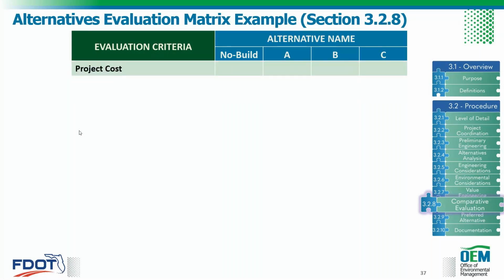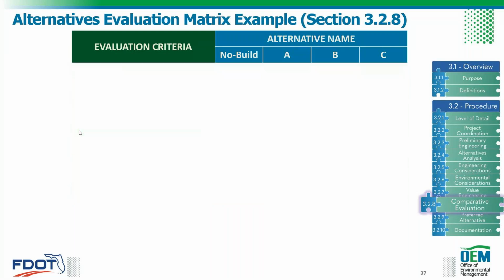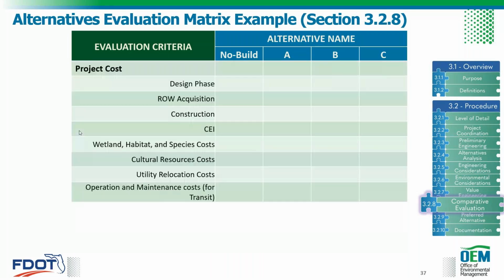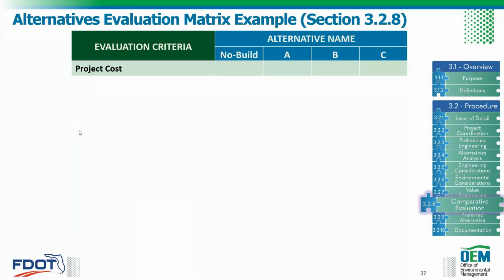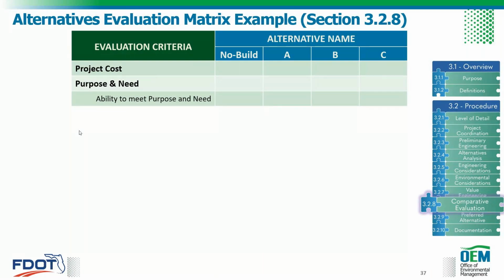So first up is project cost. Your units are obviously going to be in dollars, but some of the project costs that should be included are your design phase, right-of-way acquisition, construction costs, CE&I, wetland habitat and species costs, cultural resources, utility relocations, and operation and maintenance costs. Next up is the purpose and need and the ability to meet the purpose and need. Pretty much the only one that should have a no here, or potentially a no, is the no build.